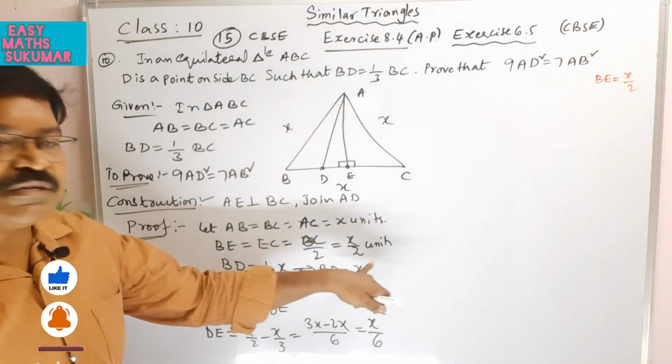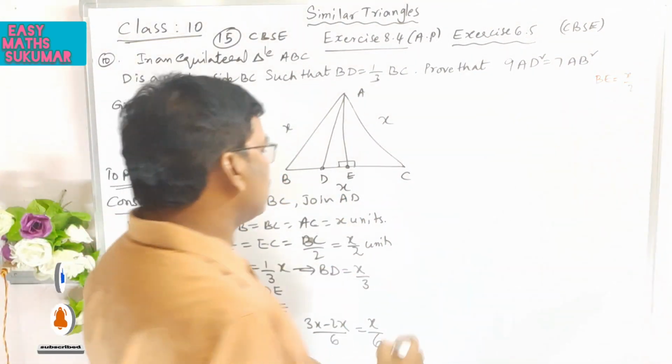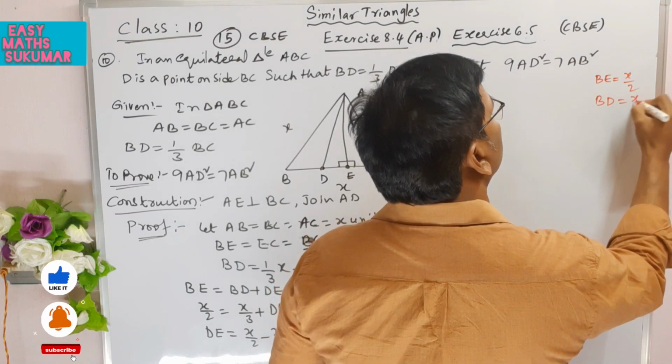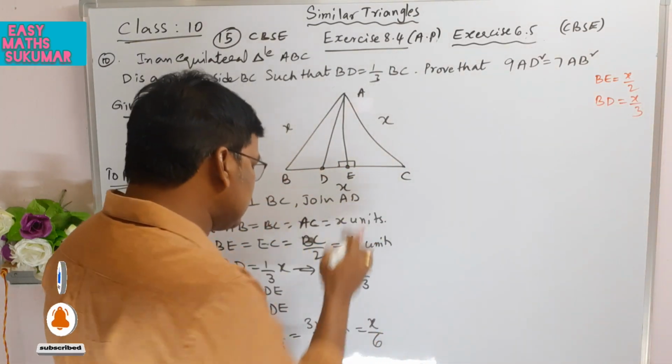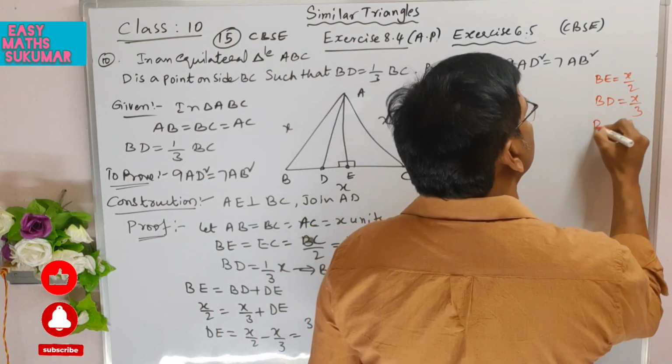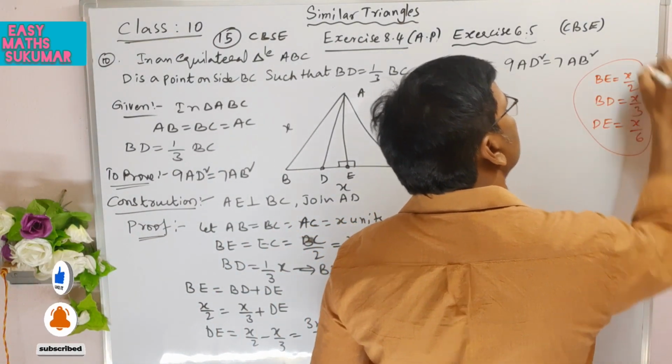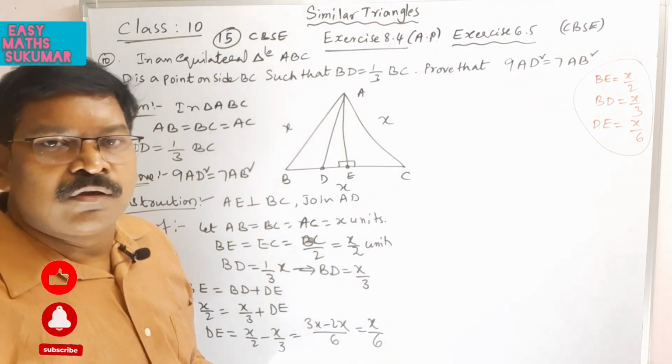BE, that is x by 2. Next one is BD, that is x by 3. And what is DE? That is x by 6. DE is equal to x by 6. Okay, just remember.